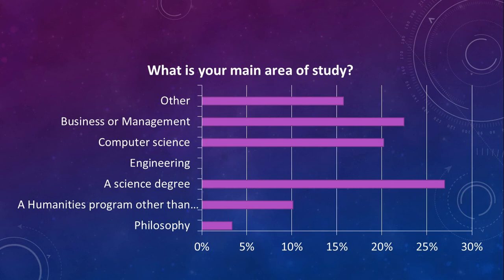We also have a really wide range of programs that people are taking. So 20% was other, business or management, more than 20%, computer science, around 20%. Something like 25% of you were in a science degree. 0 engineers, interestingly. I expected at least some. Is there an engineer in the room who can prove this survey wrong? Are any of you in engineering?